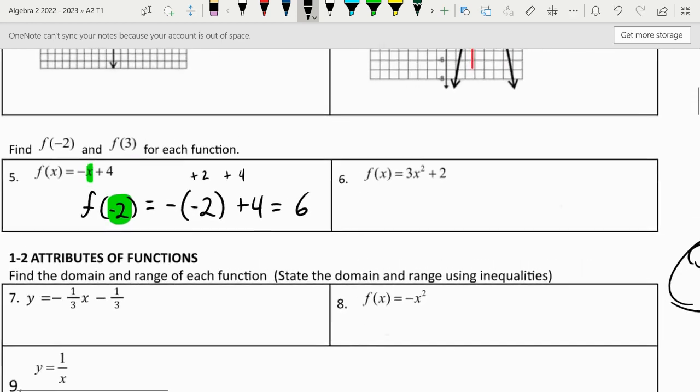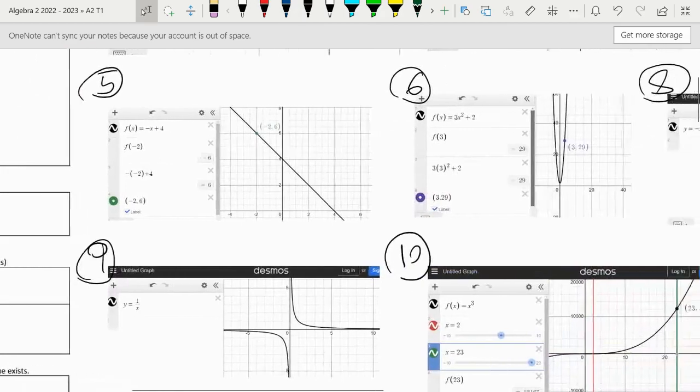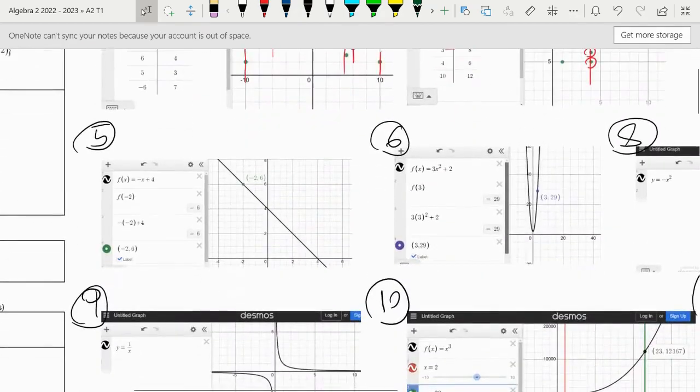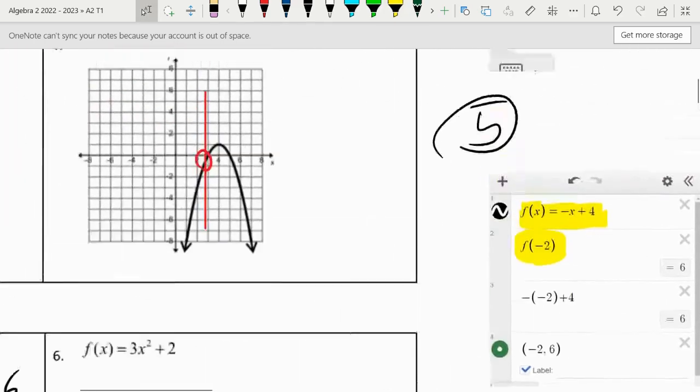However, if you're feeling lazy, you may hop right over to Desmos, type the function in, and get an answer straight away. So over here on Desmos, I've typed in the function to begin with. You have to type in the function for this to work. And then all I did was type in f of -2, which gave me 6. You can also calculate it. You can use it just like a calculator. And you can see it on the graph as a point. So it should be a point on the line or whatever function that you have. So once again, that's number 5.